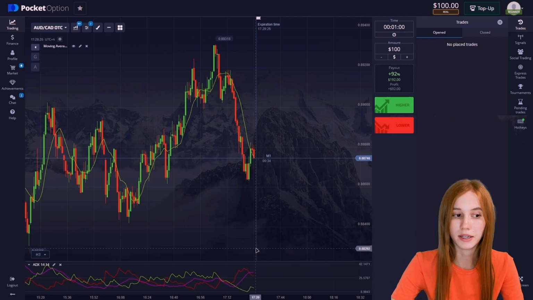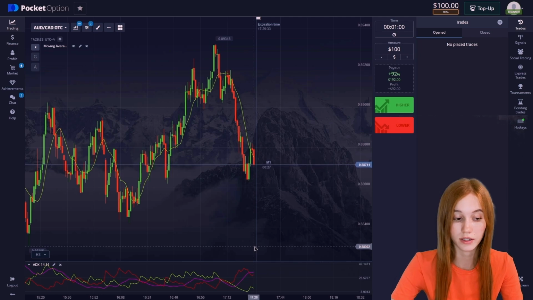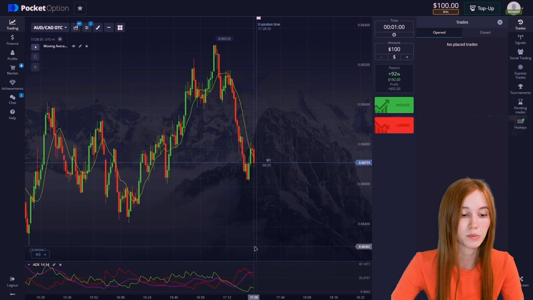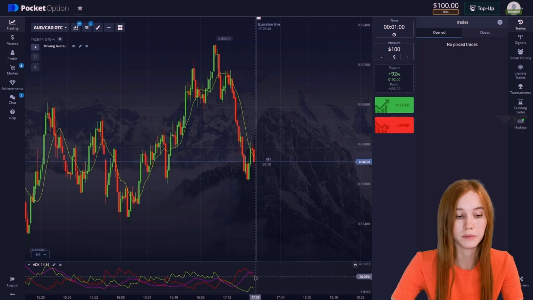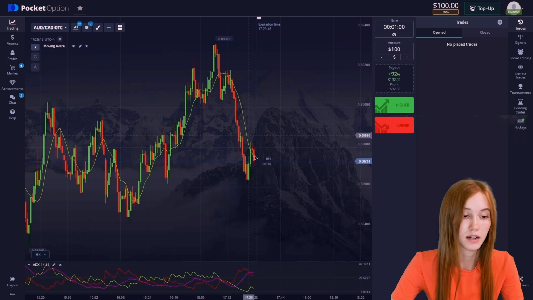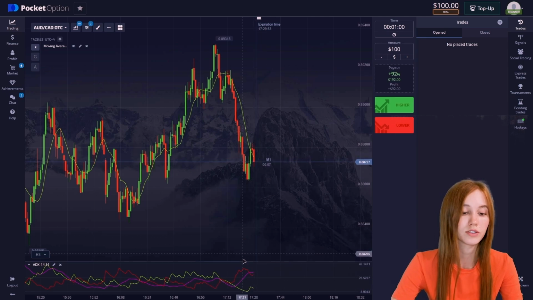ADX works on many instruments on any time intervals. It allows you to evaluate the strength of a trend at a certain point in time. The stronger the trend movements, the higher the ADX value. What does it mean? The red line is a downward trend, the green line ascending. The purple line shows the strength of the trend.